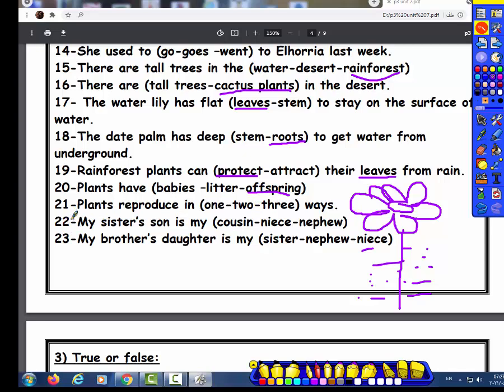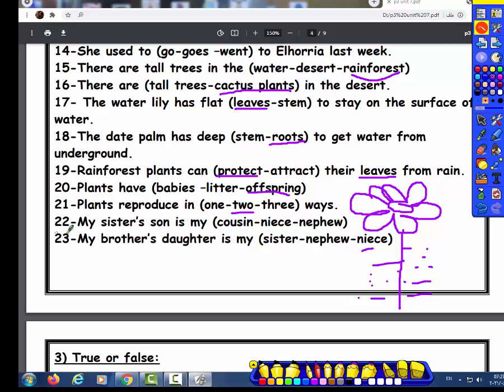Number 21, plants reproduce in one or two or three ways. Plants reproduce in two ways, and we have said before that the first way is by using pollen grains. The bee carried the pollen grains from one flower to other flowers. And the second way is by the drone. The plants reproduce by the drone, as you see in the bulbs of the onion plant.